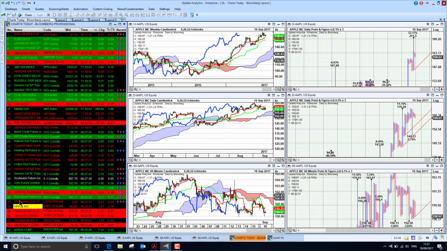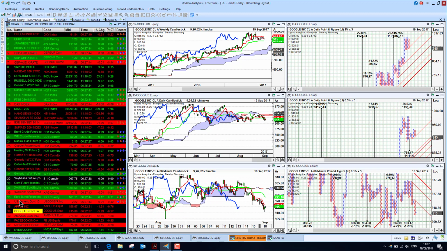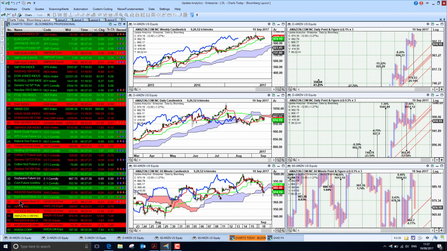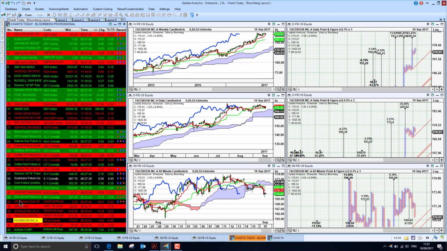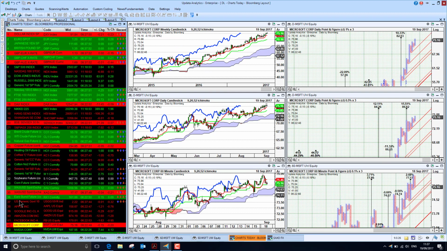Apple still just bearish below the cloud in the short term, Google also still looking bearish short term. Amazon just holding on to its bullish trend. Facebook also just selling off a little bit, and Microsoft holding its bull trend, so one of the better looking stocks.